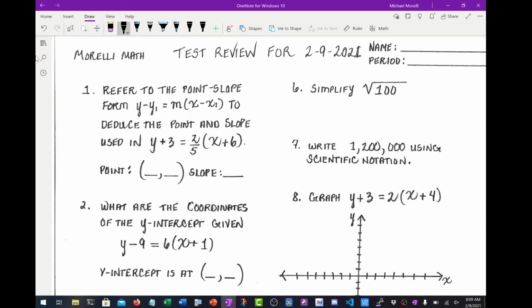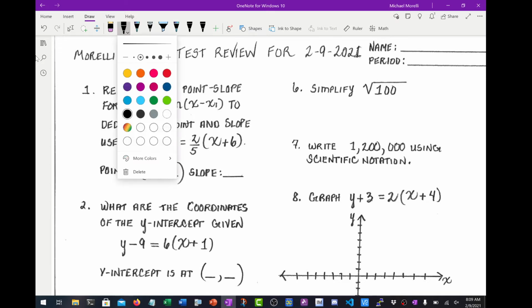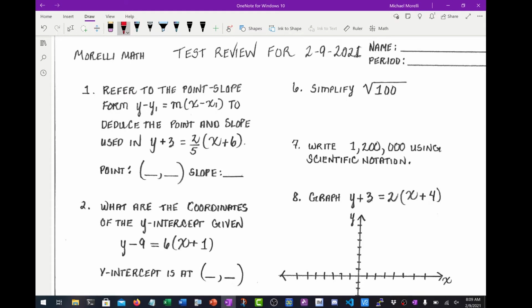Number 1, refer to the point slope form y minus y1 equals m times x minus x1 to deduce the point and slope used in y plus 3 equals 2/5 times x plus 6. What I'm asking you to do here is look at this form right here, especially where it says minus y1 and minus x1, and to think backwards. What points did they use if the actual equation is y plus 3?